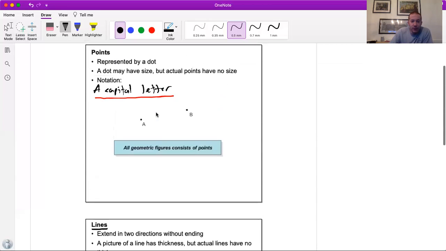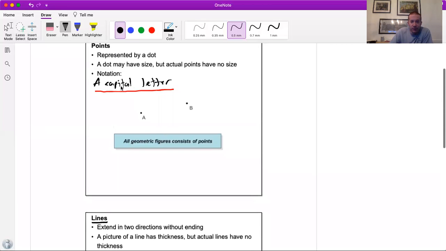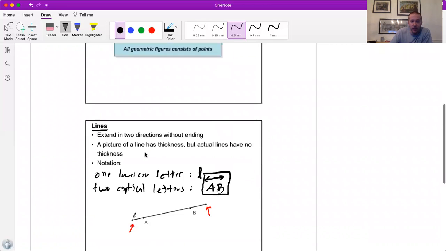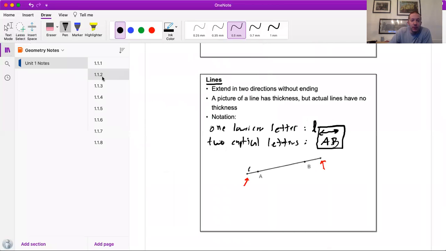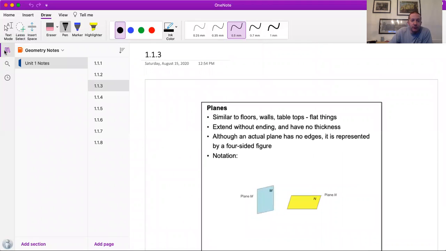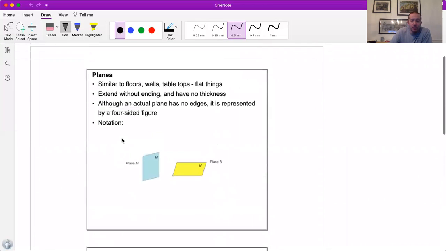So we got points, just a dot, represented by a capital letter. We got lines, which is like a whole bunch of points arranged right next to each other, and that's either one lowercase letter, like L, or two capital letters, like AB. And for a line, you got to have the double-headed arrow hat thing on it.